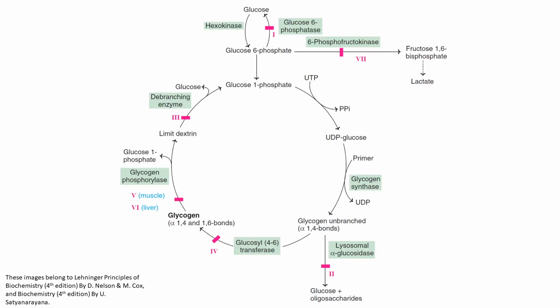In glycogenesis, initially, glucose gets converted into glucose 6-phosphate in presence of enzyme hexokinase. Thereafter, this glucose 6-phosphate gets converted into glucose 1-phosphate in presence of enzyme phosphoglucomutase. This glucose 1-phosphate interacts with uridine triphosphate, that is UTP, to form UDP glucose. This UDP glucose interacts with glycogenin protein to form a primer. The glycogen primer, in presence of enzyme glycogen synthase, gets converted into unbranched glycogen.